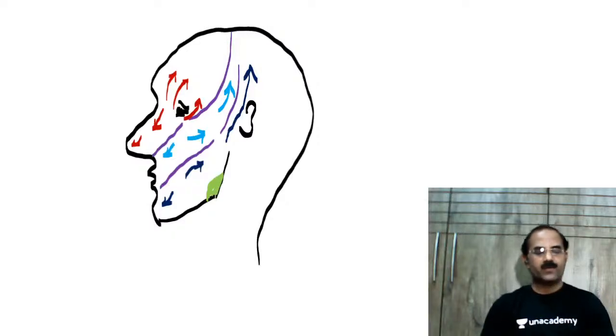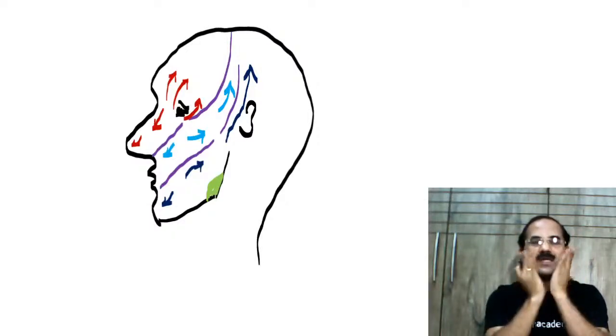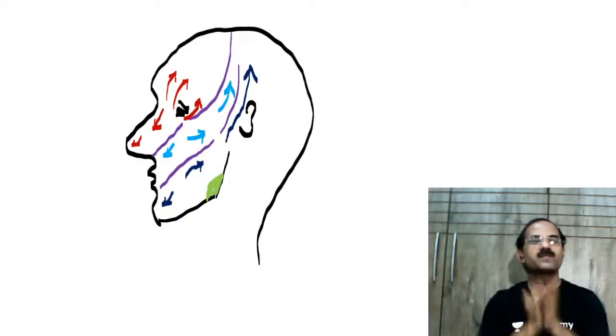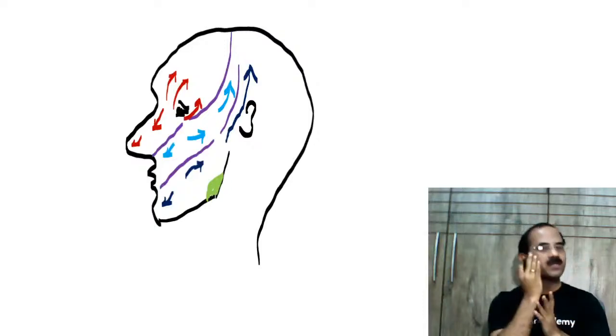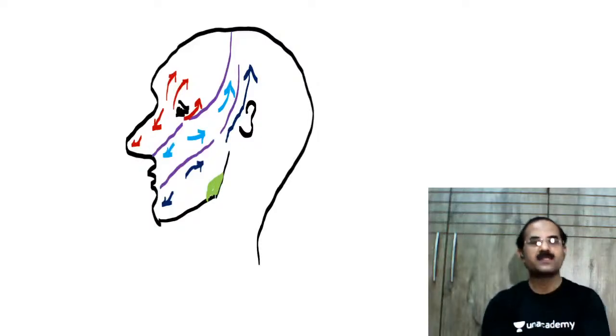And this nerve is going to supply the skin over the buccinator. If you can tell me what nerve is this? It supplies the skin over the buccinator. This muscle is the buccinator, and the skin over the buccinator is supplied by this nerve. If you can tell me what is this nerve? I'm waiting for your answer.